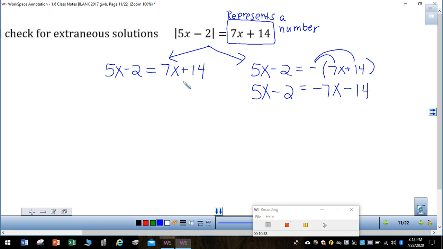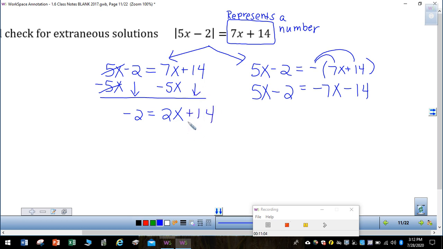Because we have x showing up on both sides, we're going to continue by moving the variables so we have all the variables together on the same side. So on the left, 5x minus 5x, that goes away. Bring down the negative 2. 7x minus 5x is 2x. Bring down the plus 14.